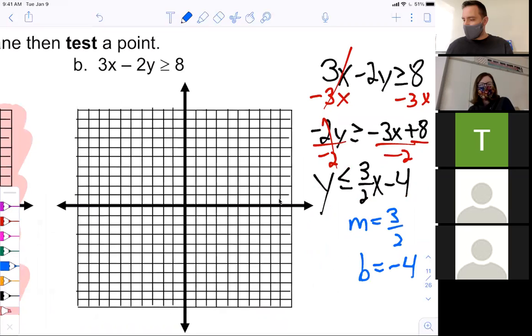So we put a dot on -4. And from there, we're going to go up 3 over 2. Up 3, over 2. And you can repeat the process until you have a good number of points where you feel comfortable you could draw your line. You could also go down 3 and to the left 2.